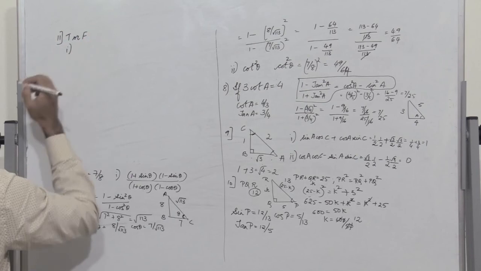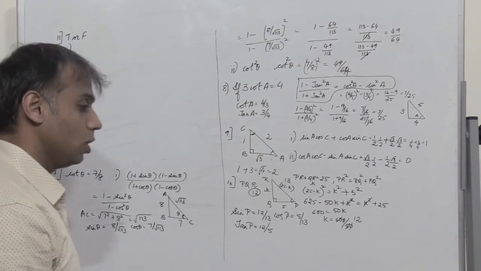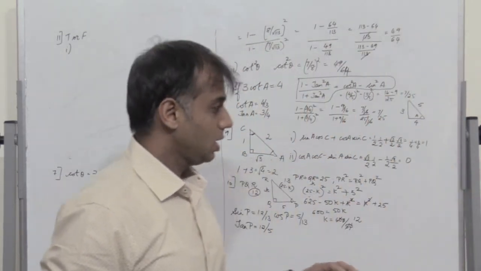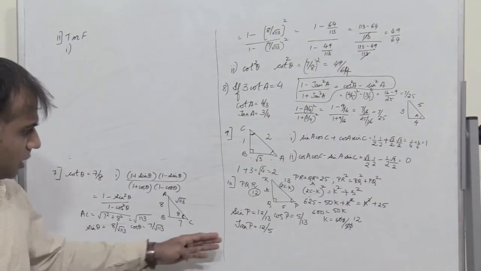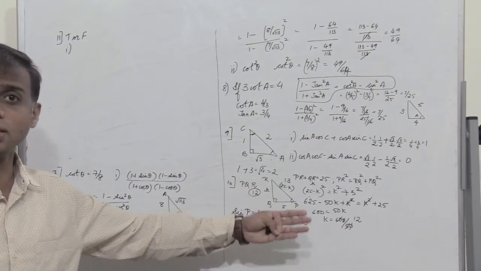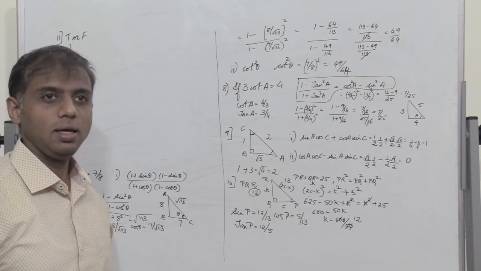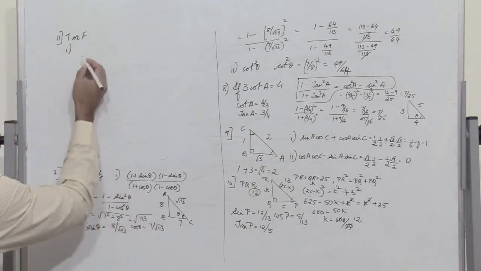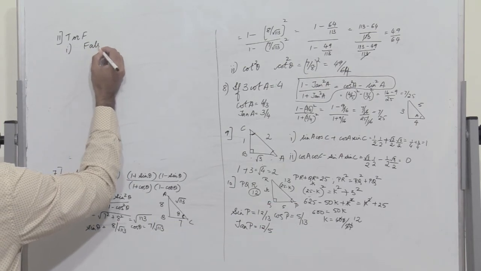So the first one states that tan A is always less than 1. Is tan A always less than 1? Tan A is definitely not always less than 1. We have an example here itself. Tan P is 12 by 5, it is greater than 1, isn't it? So tan A always is less than 1 is a false statement. So the first one is false.